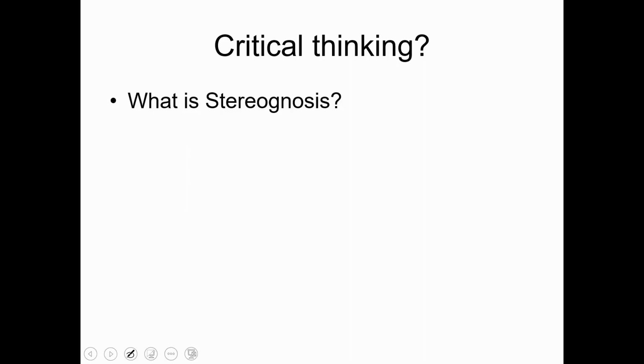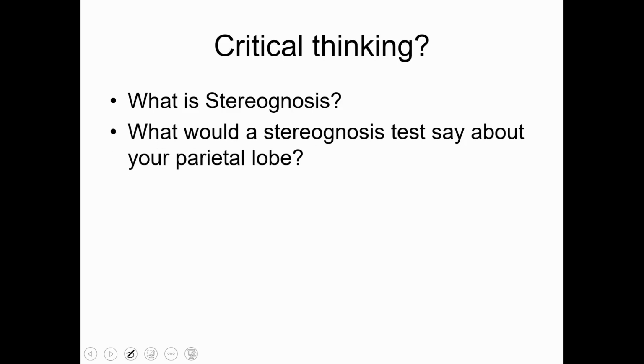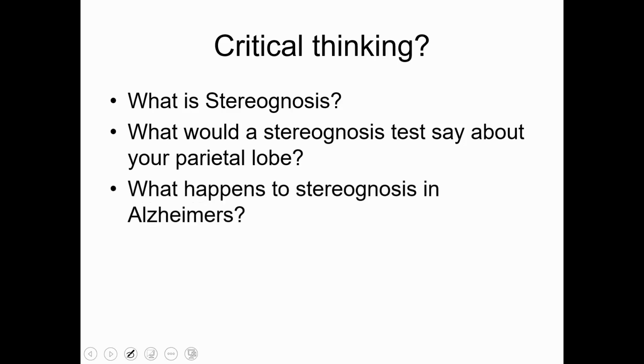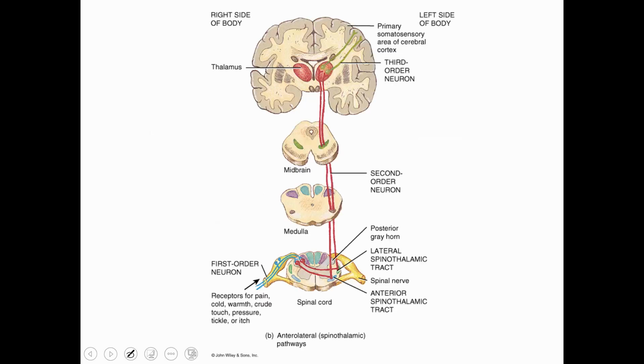That's stereognosis. So what would a stereognosis test say about your parietal lobe? If you had, say, an elderly patient and you gave them a coin or a pencil or a key or a spoon or a pair of scissors and they couldn't figure out what it is, that would say they have some degeneration in their parietal lobe because they can't identify the object. And so we would predict somebody with Alzheimer's, and particularly as that progresses, they might not be able to tell what objects are just by feeling them.